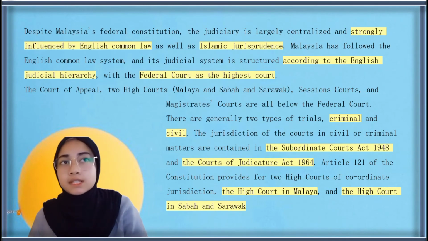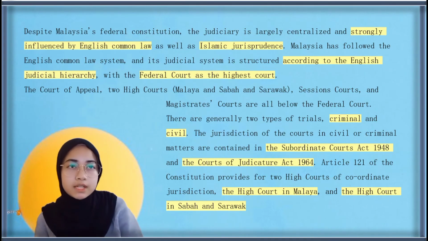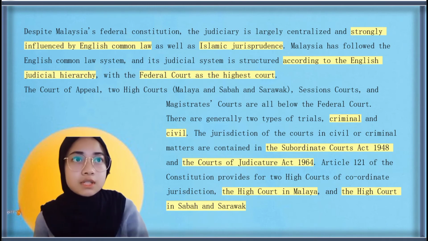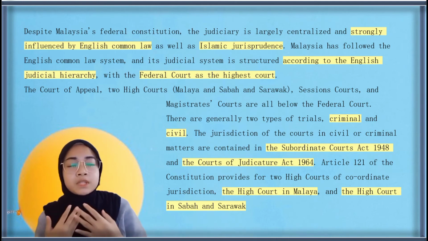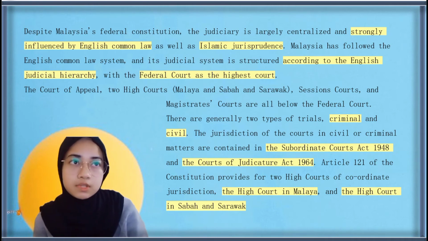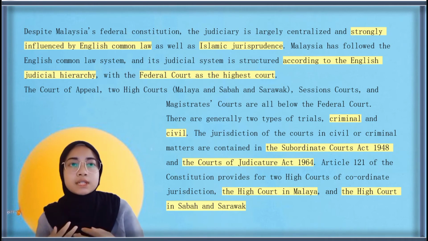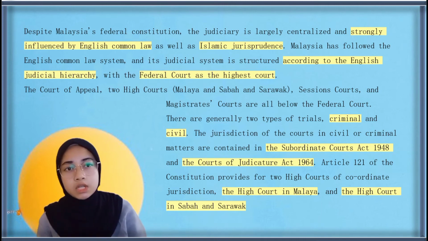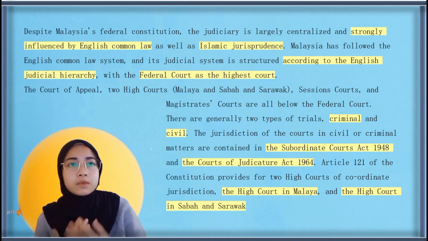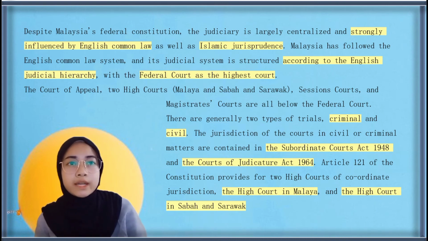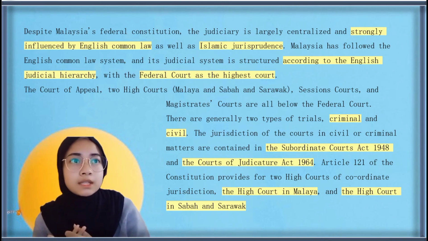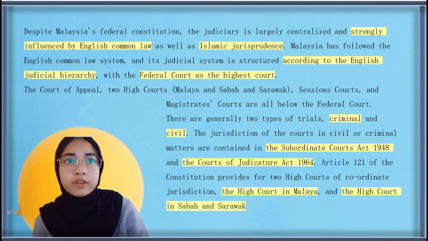Hierarchy of the court and its jurisdiction. Okay, despite Malaysia's federal constitution, the judiciary is largely centralized and strongly influenced by English common law as well as Islamic jurisprudence. Malaysia has followed the English common law system, and its judicial system is structured according to the English judicial hierarchy. With the Federal Court as the highest court, the Court of Appeal, two High Courts, which are Malaya and Sabah and Sarawak, session courts, and magistrate courts are all below the Federal Court.